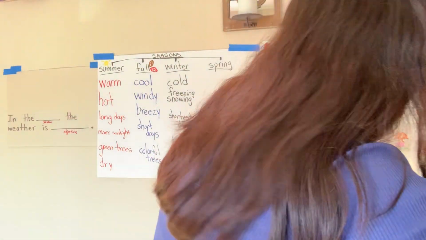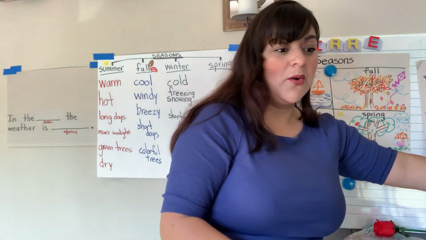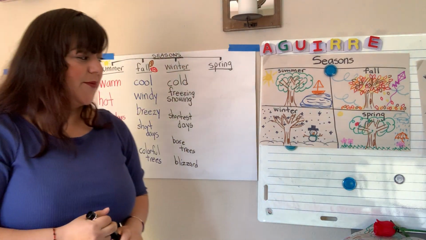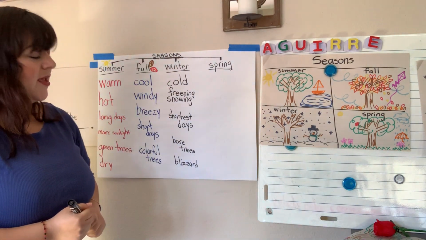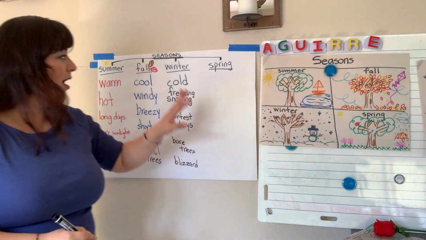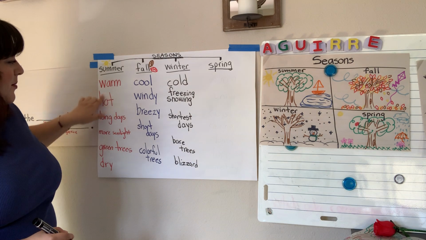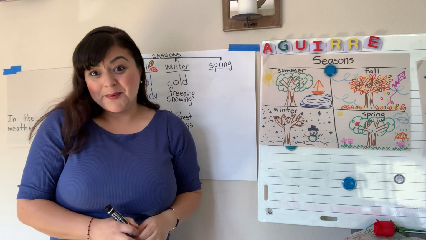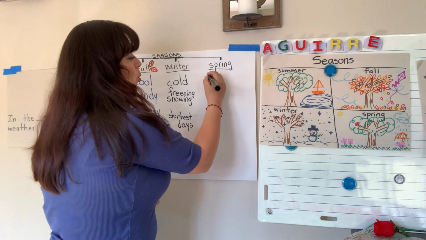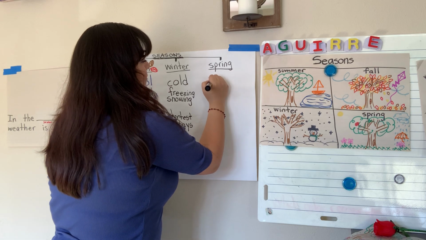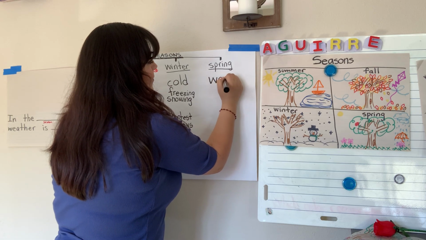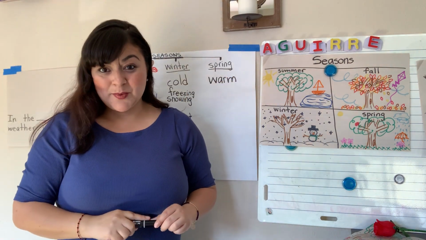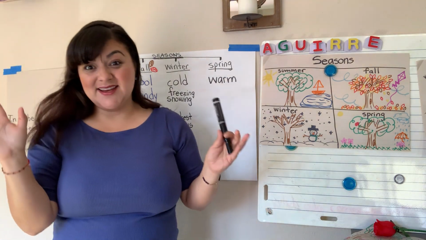So today, let's chart about words or adjectives about the springtime. So in the spring, it is warm. So it's not hot like in the summer. It's not so hot, but it is sunny sometimes and it's warm. So it's pleasant. I'm gonna write warm. Warm. In the spring, it's sunny.